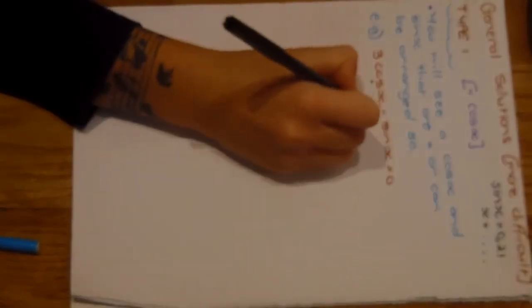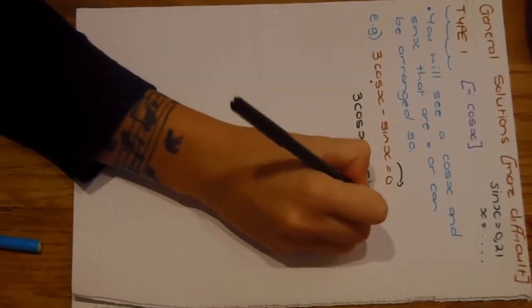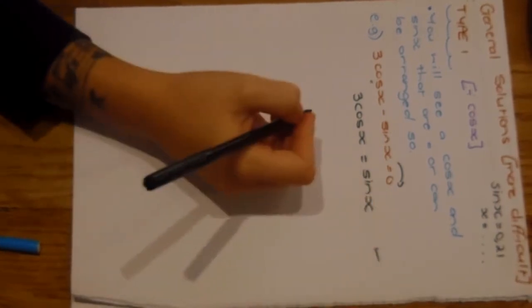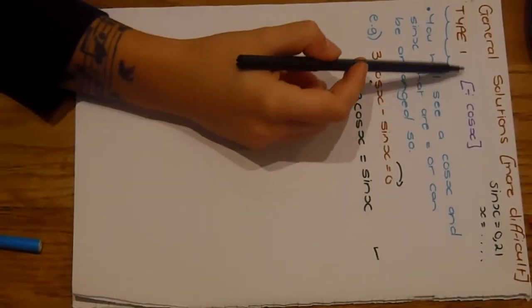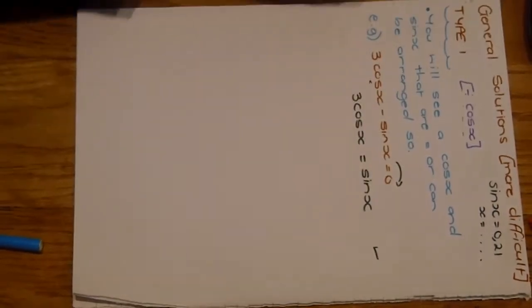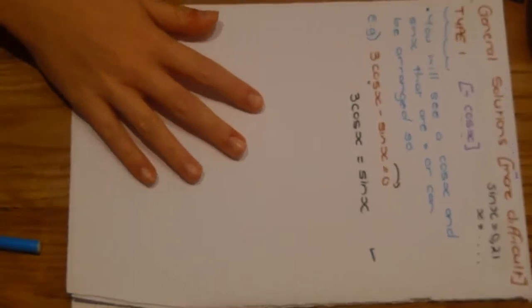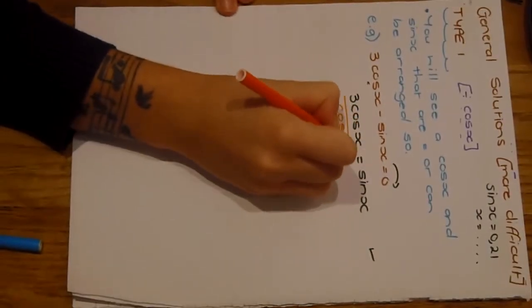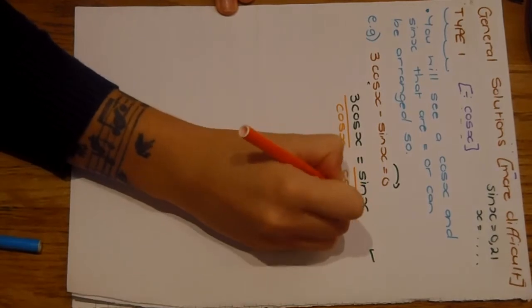So we're going to have 3 cos x equals, if I take the sine x over, it becomes positive sine x. Okay, so now they are written the way that I want them to be. And basically with this type, you're going to divide by cos x. So let me show you why we'll do that. So let's see what happens here. I divide this side by cos x, and I divide that side by cos x. Okay, what's going to happen?